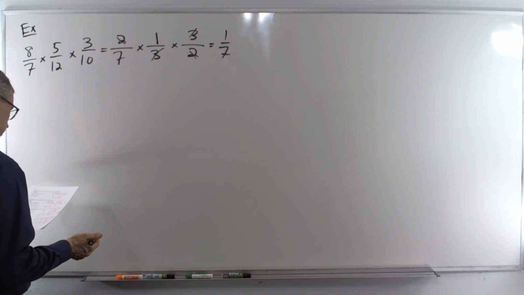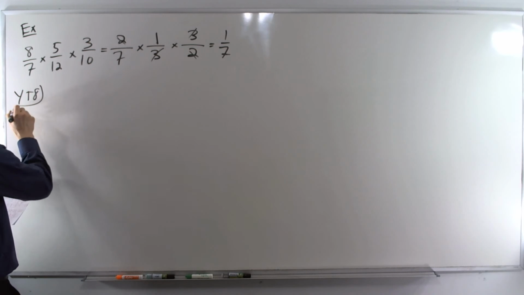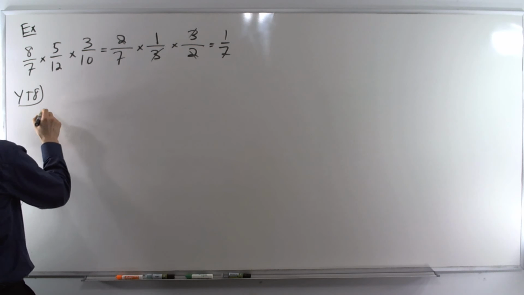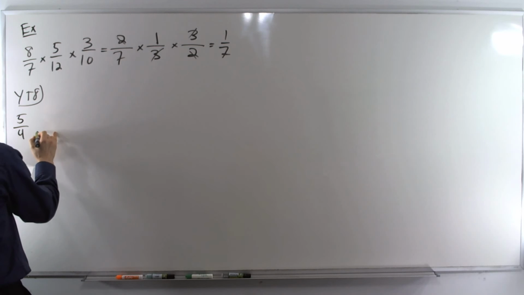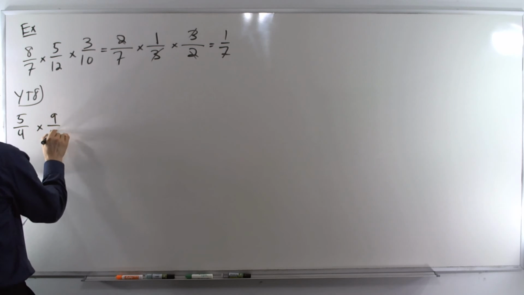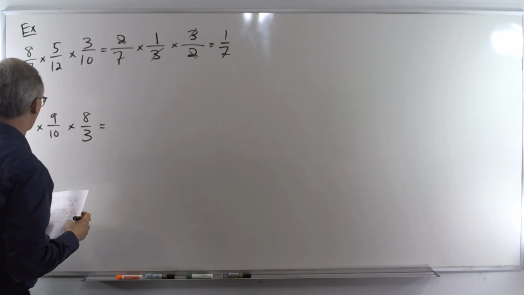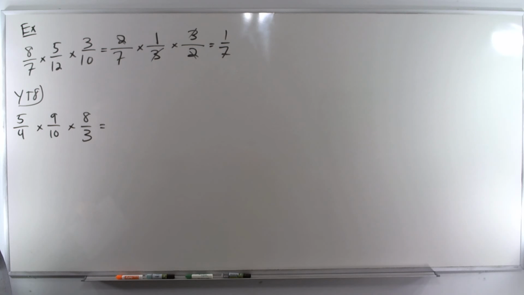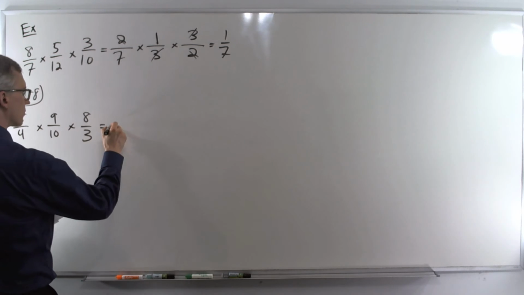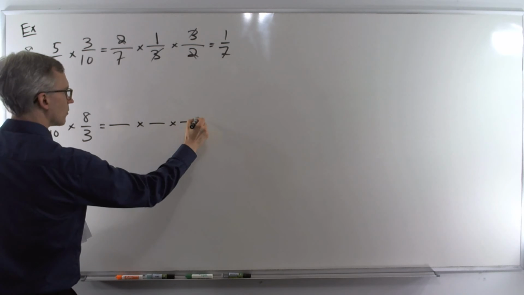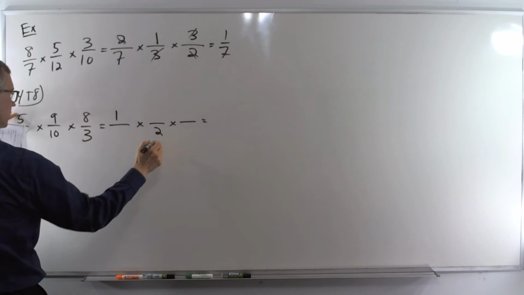And that brings us to your turn number 8. So looking for some cancellations here, we got 3 opportunities here. We have 5 and 10. All right, divide those by 5. We get a 1 here and a 2 here.